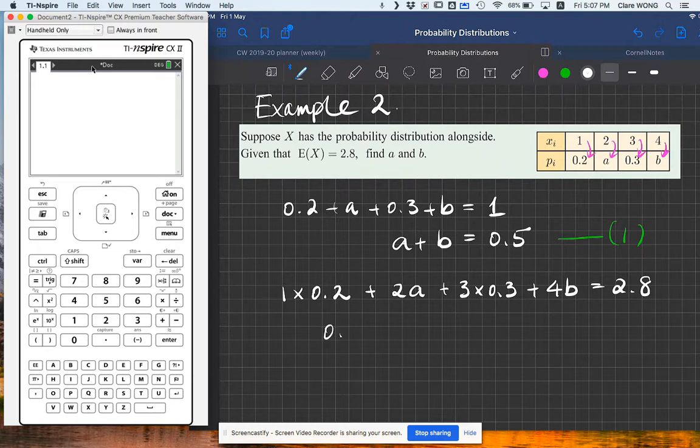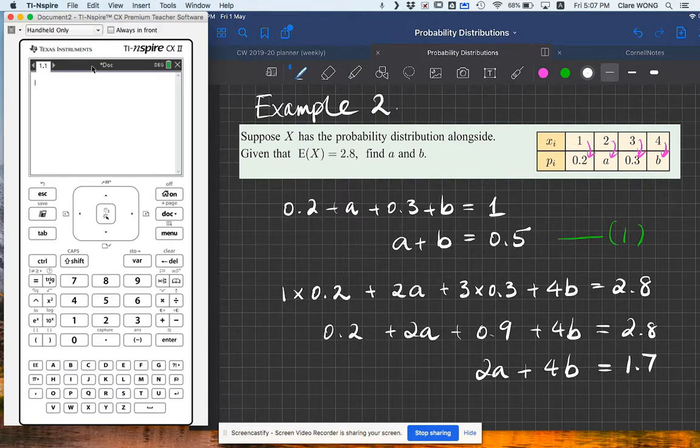So we will have 0.2 plus 2A plus 0.9 plus 4B equal to that. Now we can see that 2A plus 4B is equal to 2.8, take away 0.9, take away 0.2. So let's take away 1.1. So it should be equal to 1.7. So that's our equation 2.